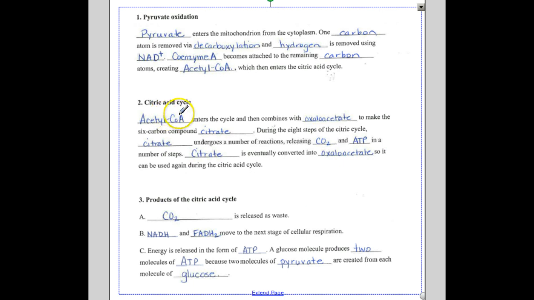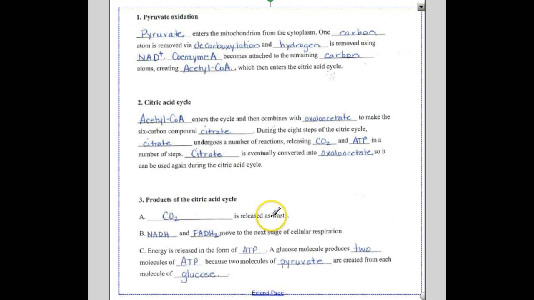If we're getting more acetyl-CoA coming in, then we need the oxaloacetate there in order to make citrate. So the final product or outcome of the citric acid cycle is that starting material as well, so that it can be used again and again. So there's another example of recycling.